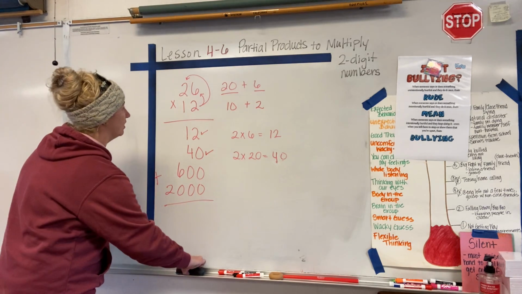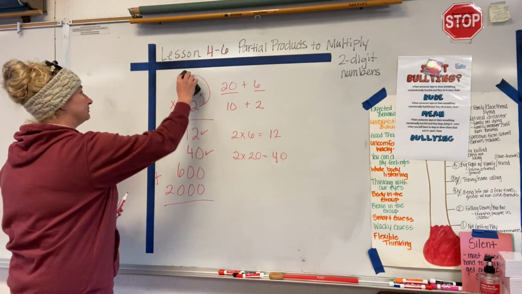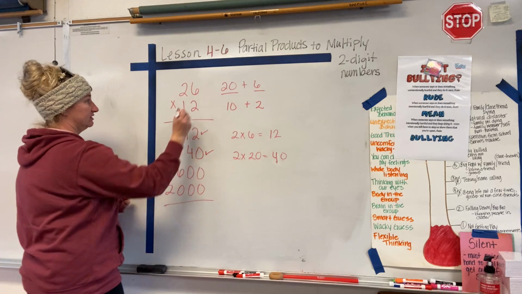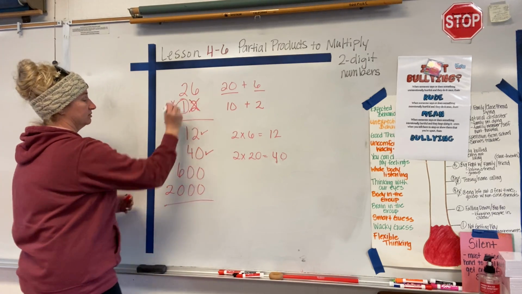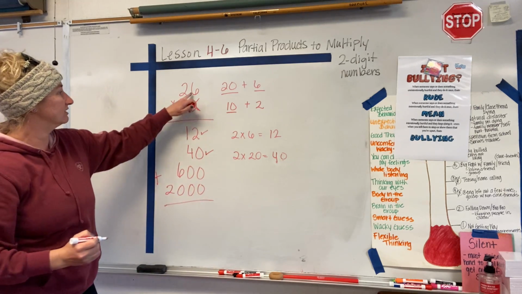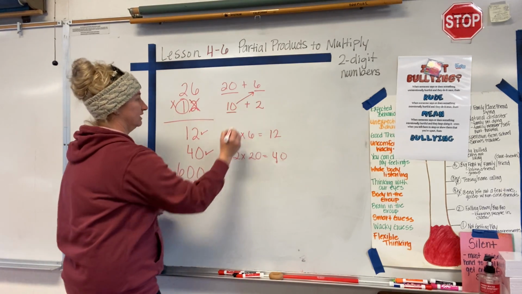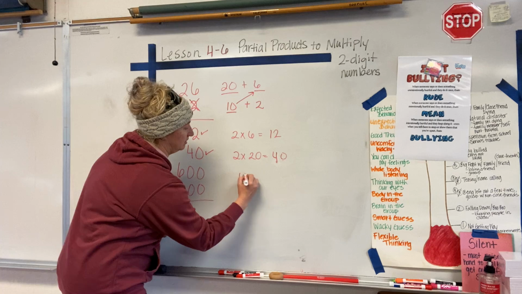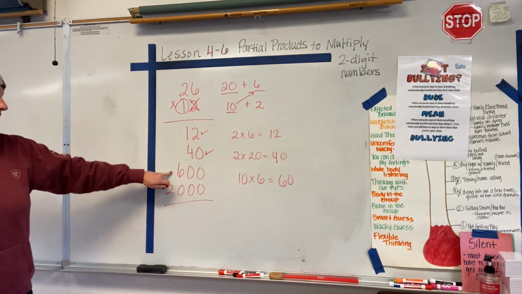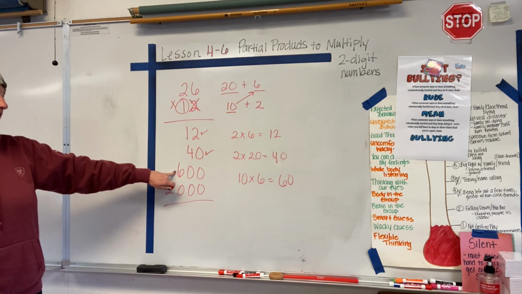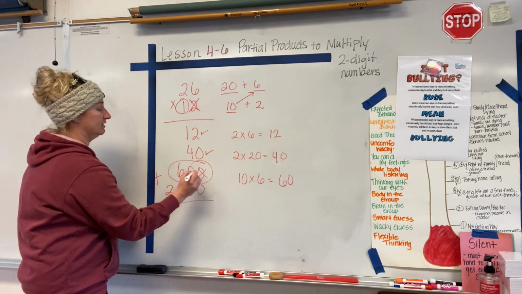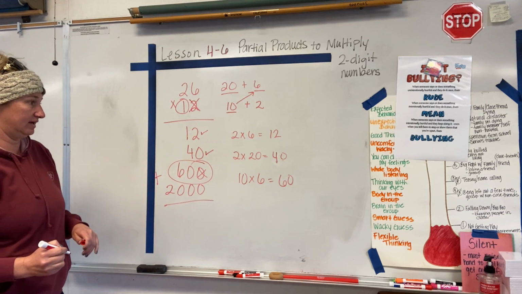Okay, so now I'm done with this 2, and I need to multiply by the 1 in the tens place, this 10. Okay, so 10 times 6, that's here, 10 times 6, that equals 60. Look, they put a 600 instead of a 60. They added a 0 there, so that was not right.